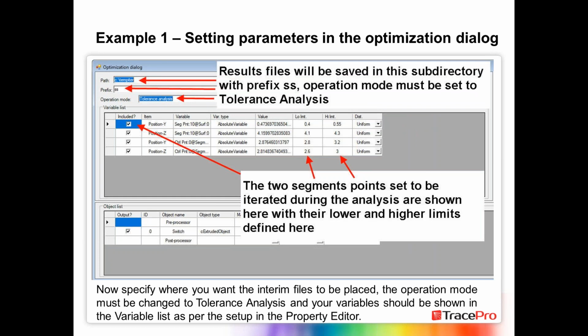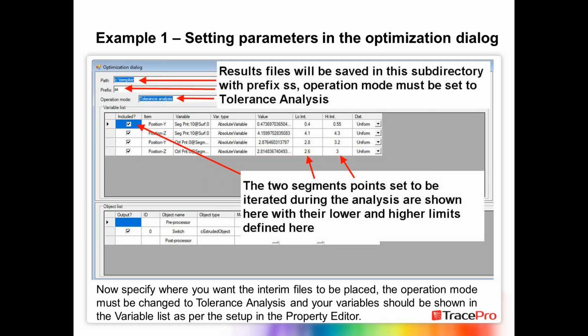The next thing we're going to do is bring up the optimization dialog. This is where we're going to specify a path that all of our resultant files, all the results, will go into that particular subdirectory. So we can keep this separate, and we know exactly what the name of this is.